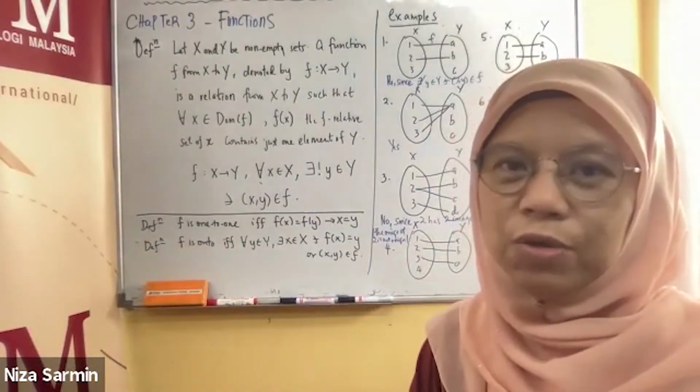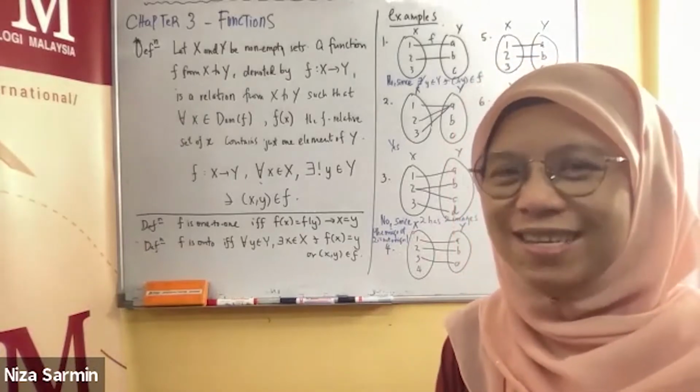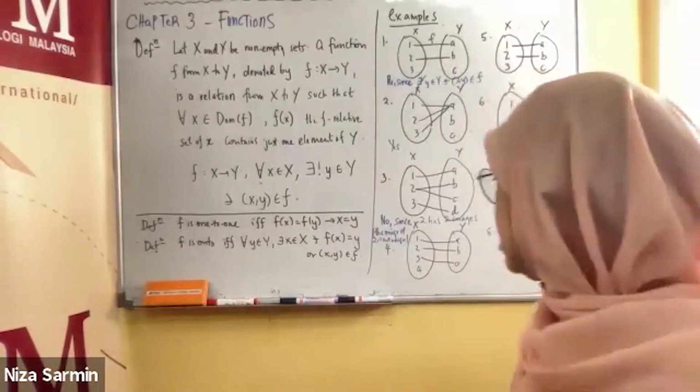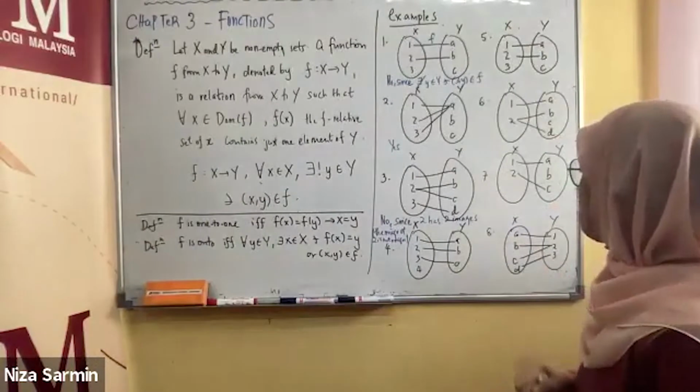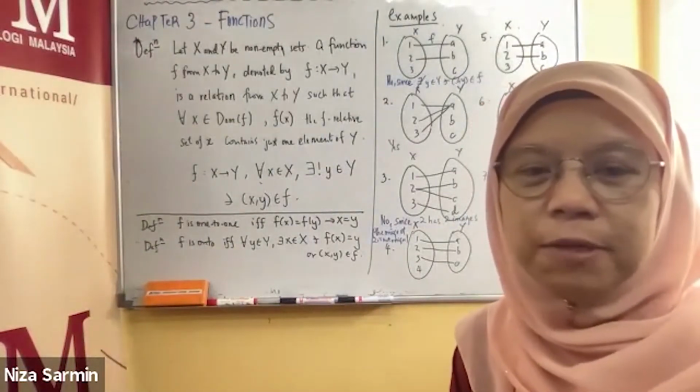Sometimes it's hard to write out the reason, but most of the time there is a mark for that reason. I normally will put M1 for the method, A for the answer. Okay, everyone else is okay. If you don't understand, ask me.